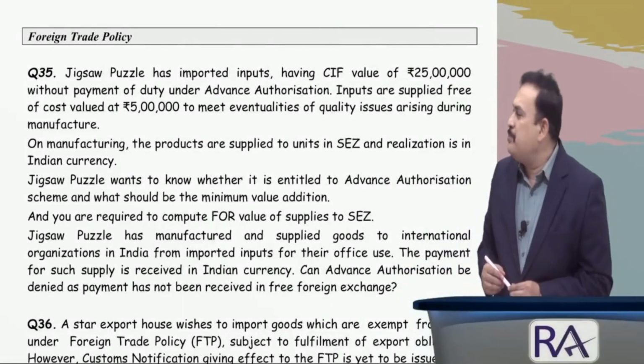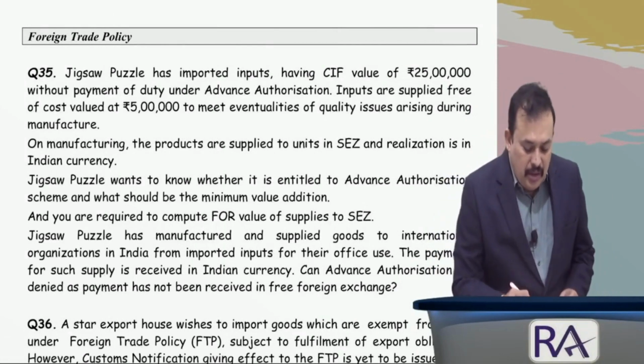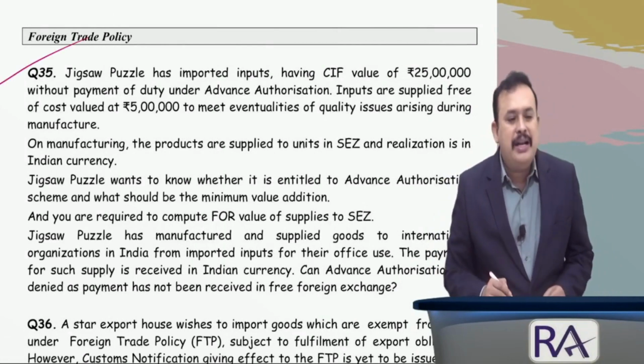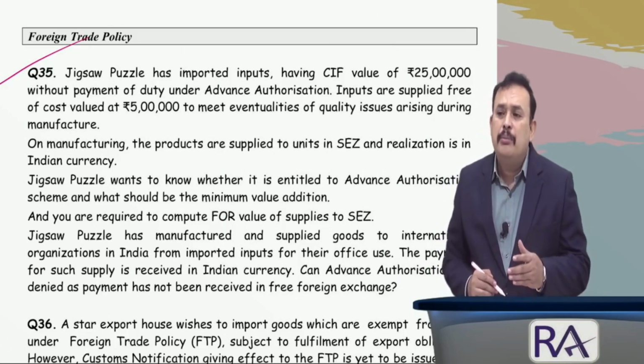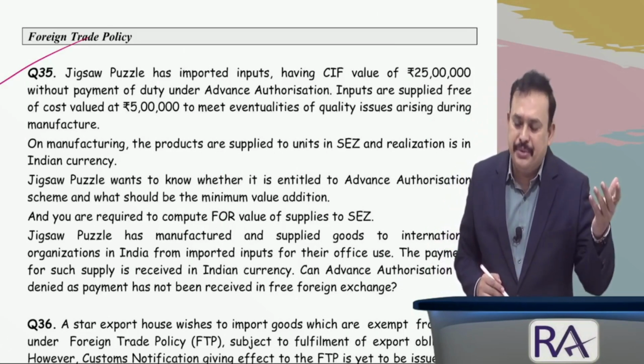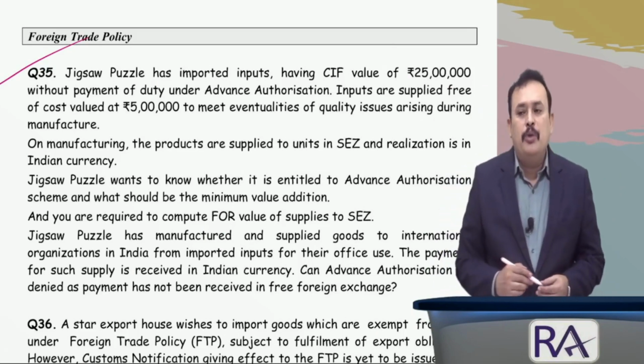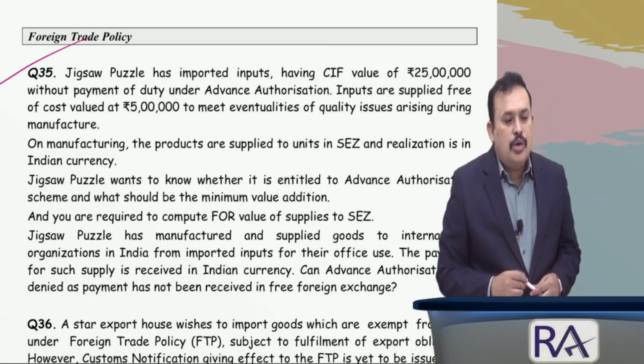Let's start, my dear friends, by referring to the foreign trade policy, from where I am bringing to notice practical issues and applications from your workbook. Question number 35.